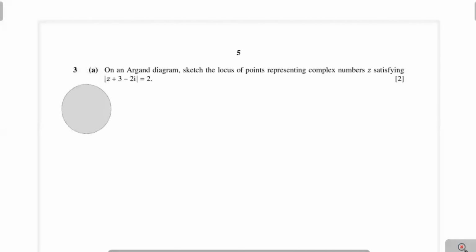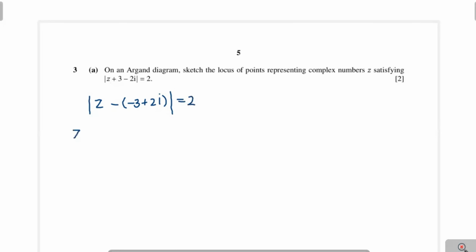Question number 3, part A. On an Argand diagram, sketch the locus of points representing complex numbers z satisfying |z + 3 − 2i| = 2. Firstly, we write this equation as, taking the common minus sign, |z − (−3 + 2i)| equal to 2.